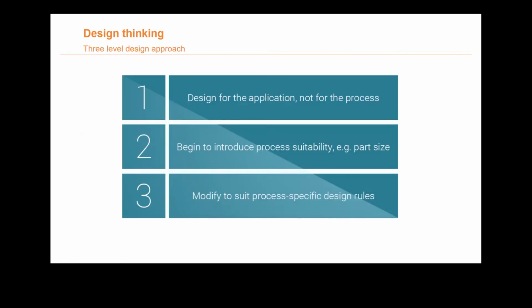So what we generally advise for the route to design for AM is to take a three-level approach. The first is design for the application, not for the process. Then begin to introduce the process suitability, for example, part size and considering the machine and architecture that you have at your disposal, and then introduce the process-specific design guidelines or rules that are suitable for your process.